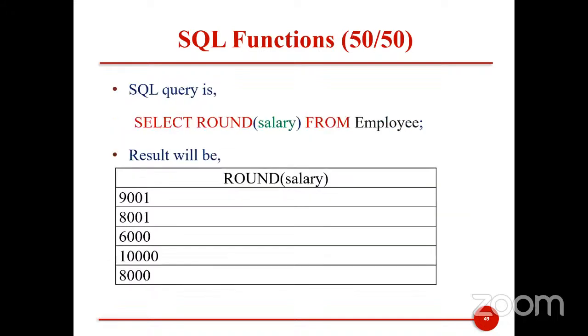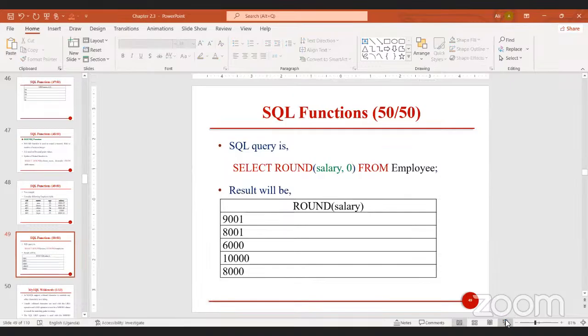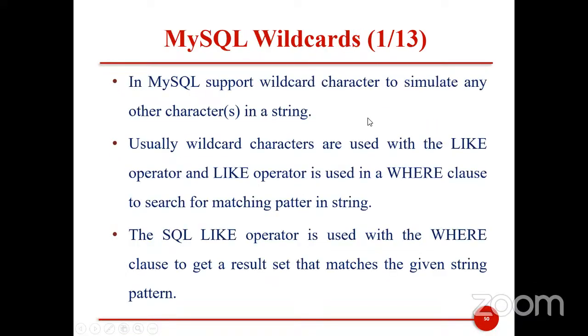If you want to round to 0 decimal places, you'll find that here they did not indicate it. Even if you don't indicate it or you indicate the 0, it will still do the same. Then that is the round function.